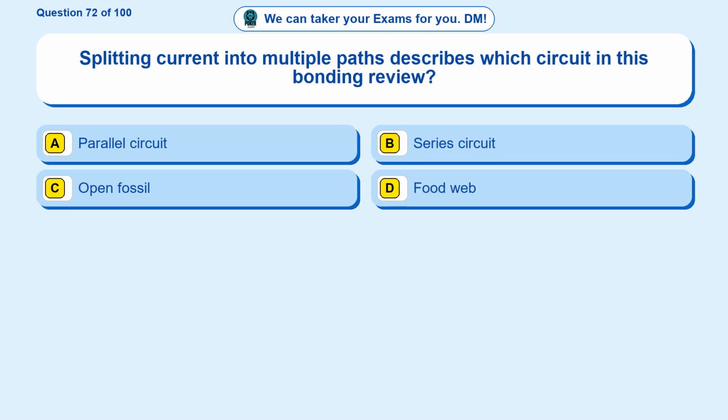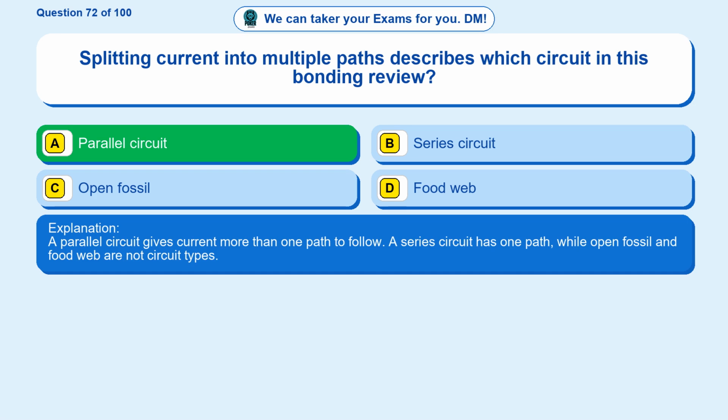Question 72. Splitting current into multiple paths describes which circuit in this bonding review? Option A, parallel circuit. Option B, series circuit. Option C, open fossil. Option D, food web. The correct answer is option A. Parallel circuit. A parallel circuit gives current more than one path to follow. A series circuit has one path, while open fossil and food web are not circuit types.